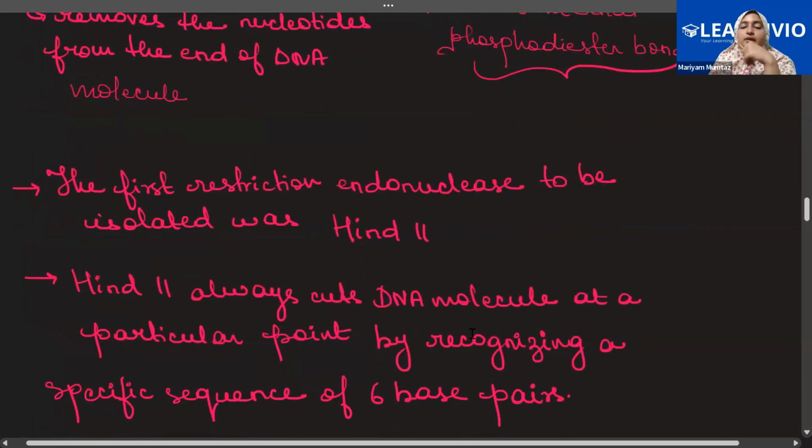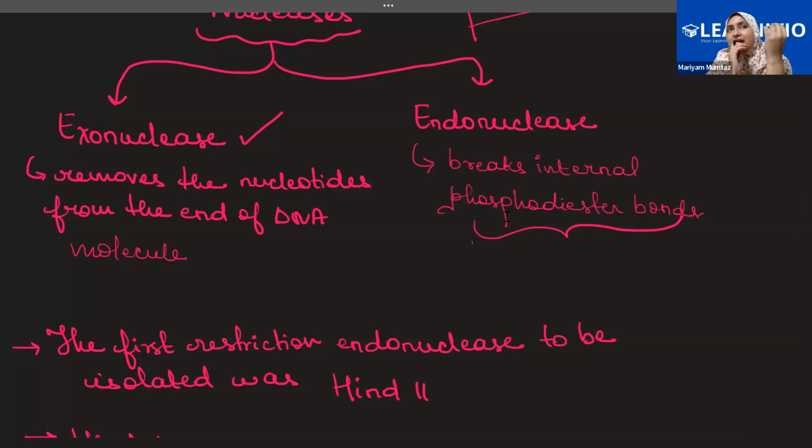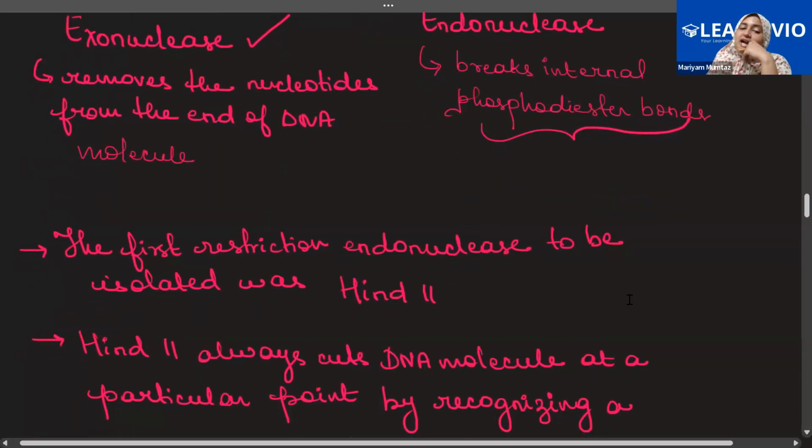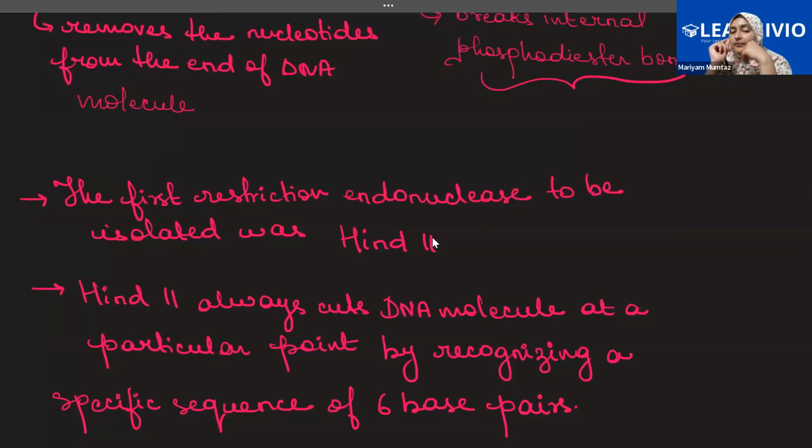Okay, now talking about the first restriction endonuclease. Obviously, since it is an enzyme, it is a chemical. So you can think that it may have been extracted from somewhere, right? It may have been taken out from somewhere. Same way, the first restriction endonuclease that was isolated had the name Hind 3. Sorry, Hind 2. It was the first endonuclease that was isolated.